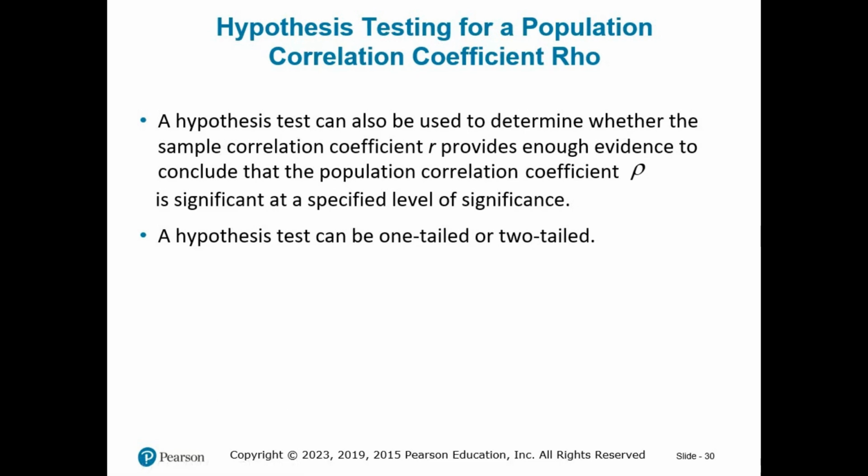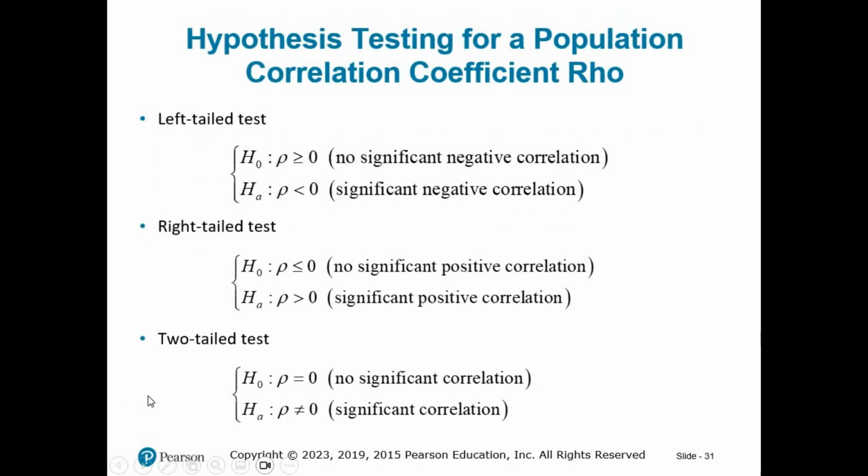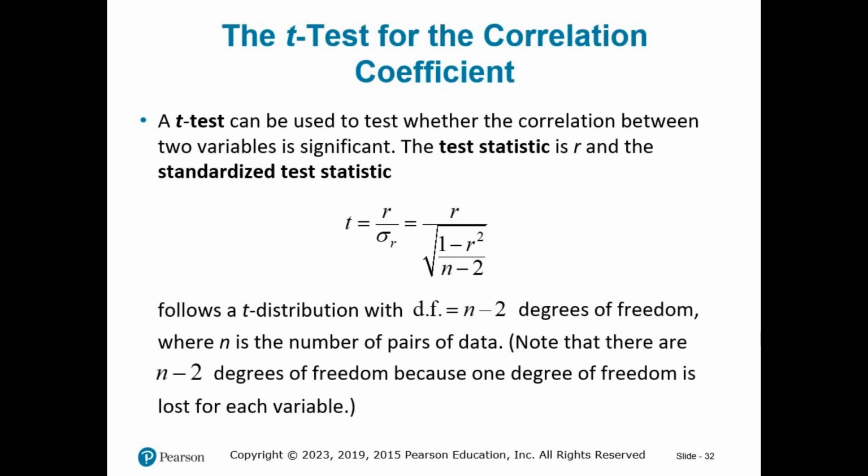Just like when we've used these tests before, the alternative hypothesis is the one that determines whether it's a left-tailed, right-tailed, or two-tailed test. If it's a less than symbol, it's a left-tailed test. Greater than is a right-tailed, and not equal to is a two-tailed test. Here's how it works. A t-test is used to test whether the correlation between two variables is significant.